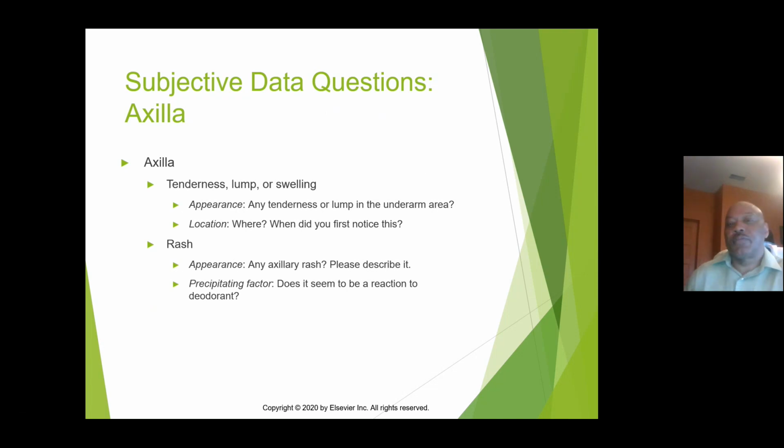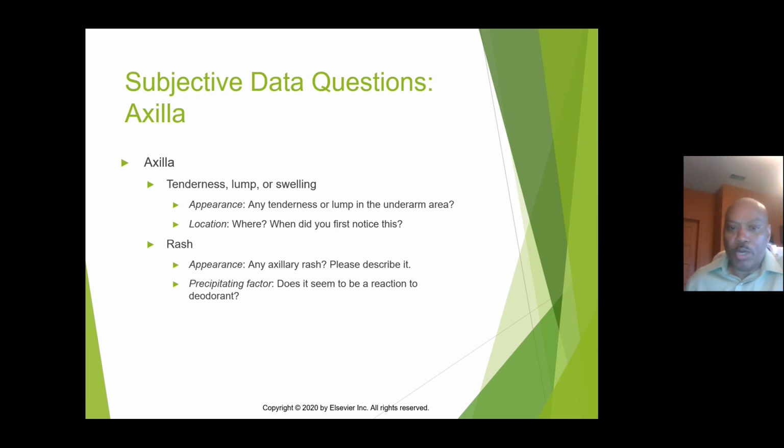Now, these are some subjective data questions about the axilla, because all that will be a part of your assessment. This information is also on pages 382 to 385, with the relevant questions and rationale. As far as the axilla is concerned, we look for tenderness, lump, or swelling. As far as appearance, if there's any tenderness or lump under the arm, that's the question that we would ask the patient. Of course, we'll do an objective or physical exam, but these are just questions at this moment.